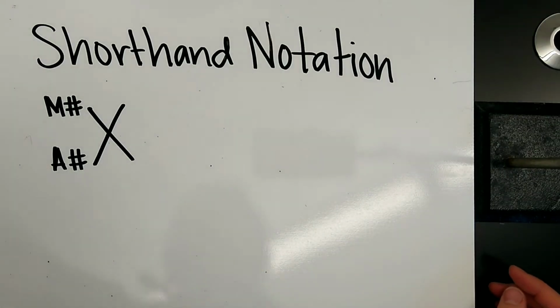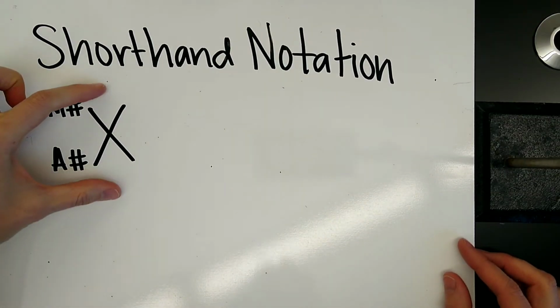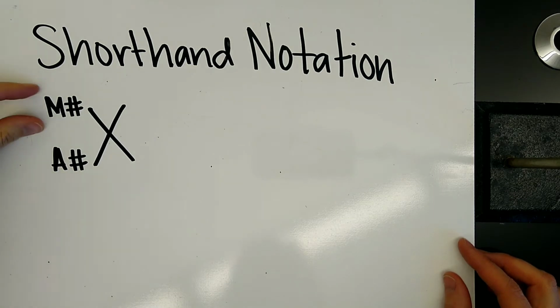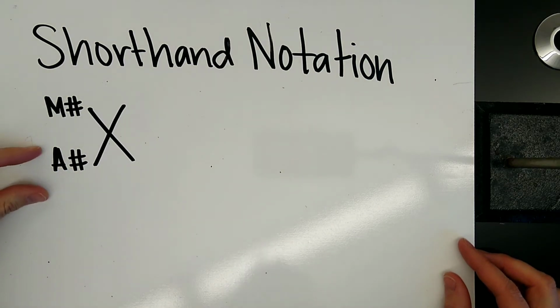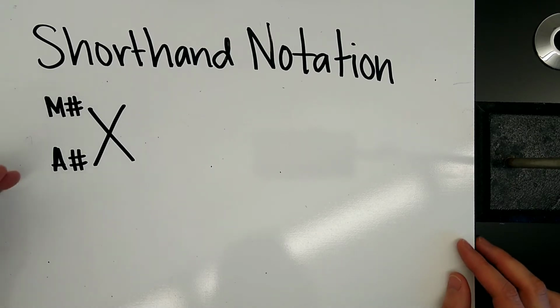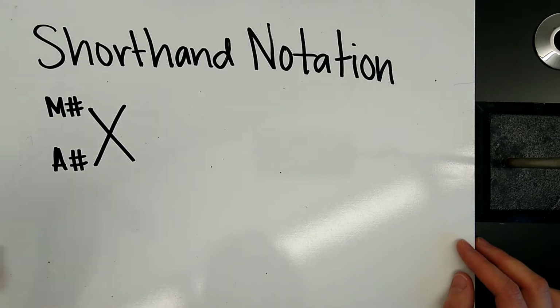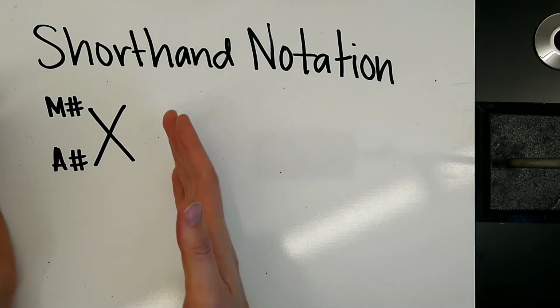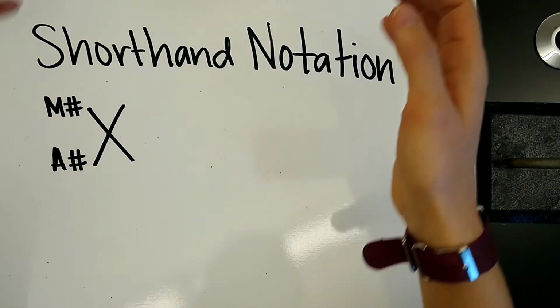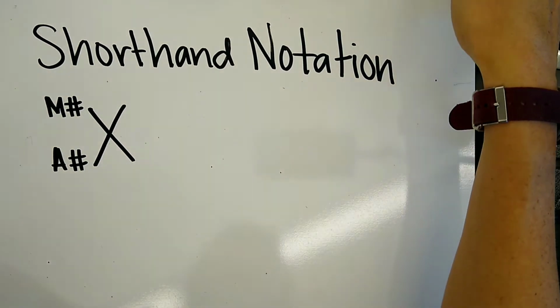Now in shorthand notation, you have the symbol of your element, and then you have the mass number over the atomic number written on the left side here. Okay? And we're going to work with this to discover the number of protons and neutrons and electrons whenever we have an atom written in this shorthand notation. So I'm going to start by going through some of these sample problems with you.